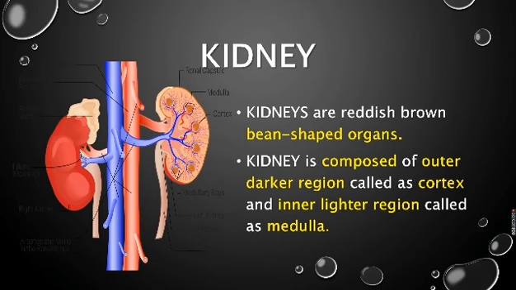Then here in the picture you can see that the outer darker layer is the cortex, whereas the inner lighter region is called as the medulla. Now in the next slide we will learn about the location of the kidney.